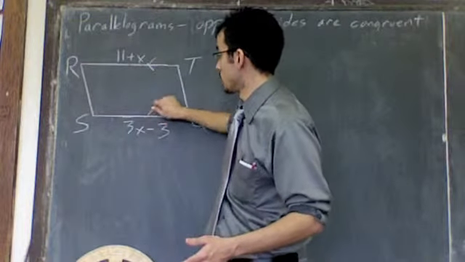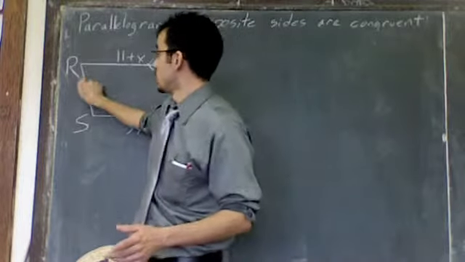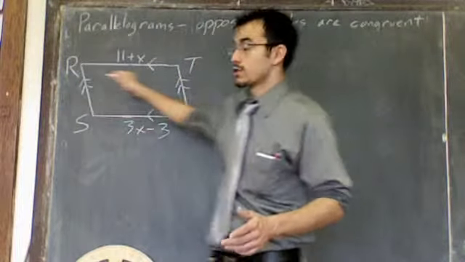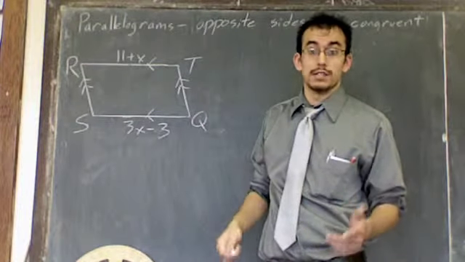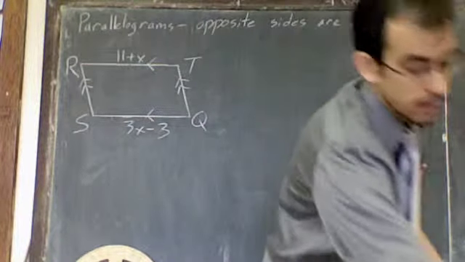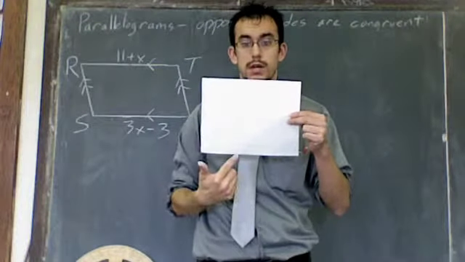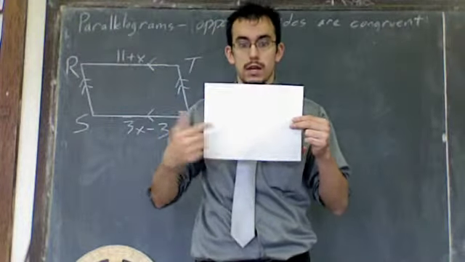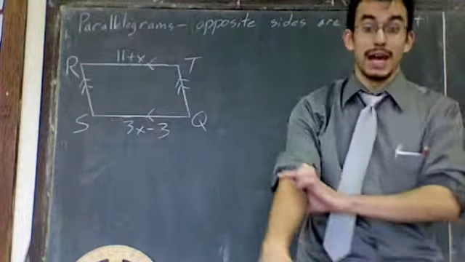The marks should be in here, got to just put them in. And TQ, this side is parallel to RS. So these sides are opposite, and these sides are opposite. Okay? Your opposite sides are the same length, just like a piece of paper. For instance, this piece of paper, the top side is opposite the bottom side. This side is opposite this side. So that means they're the same length.